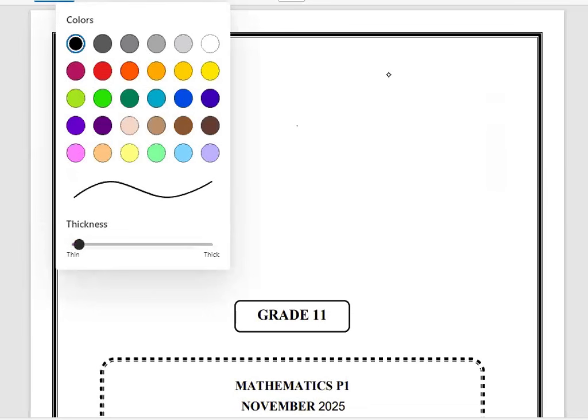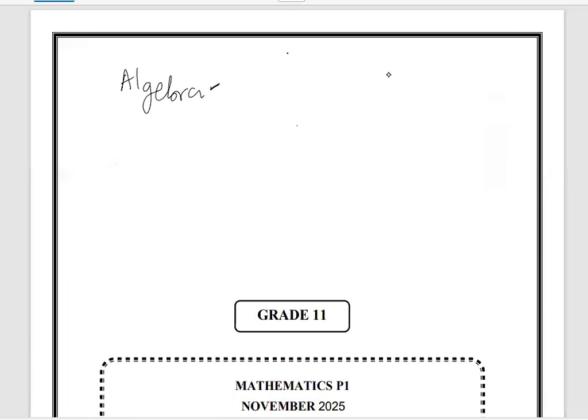So algebra normally has a whole lot of, let's say, solving equations, quadratic equations, inequalities, equations that have roots. We have elements of exponents and indices. So all those still dwell within what we call algebra. Topic number 2 in paper 1 is what we call the number patterns.